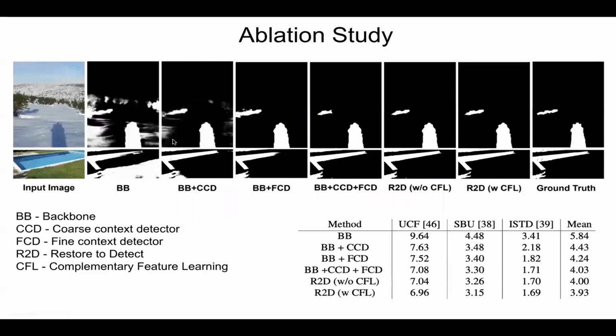We also conduct an ablation study where we start with the ResNeXt backbone, followed by adding the coarse context detector, the fine context detector, and then our proposed learning strategy and the complementary feature learning block. And we can see an improvement in terms of performance across all these additions.